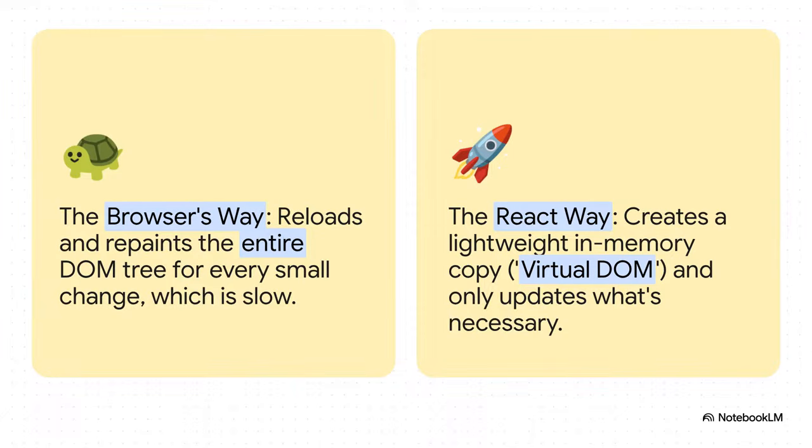So what does React do? It makes a super lightweight copy of that blueprint, our virtual DOM, and keeps it in memory. Now when a change happens, instead of redrawing everything, React just compares the new blueprint to the old one, finds that one moved door, and tells the real DOM to only change that one thing. It's a brilliant way to save a ton of work.